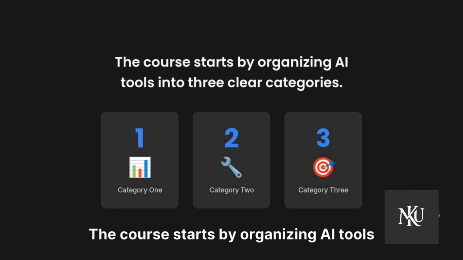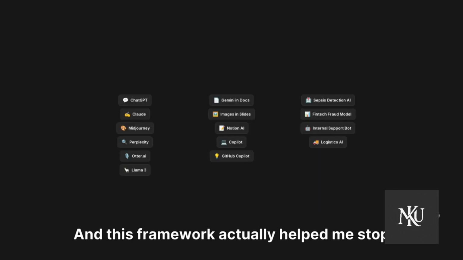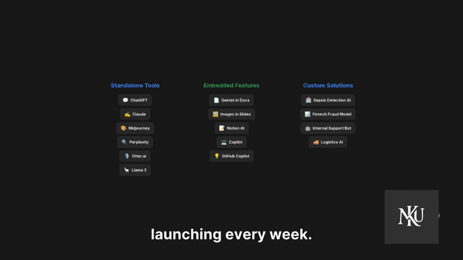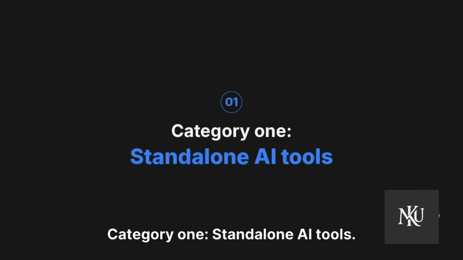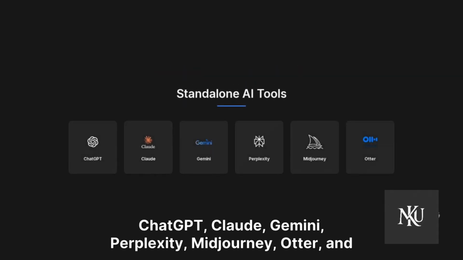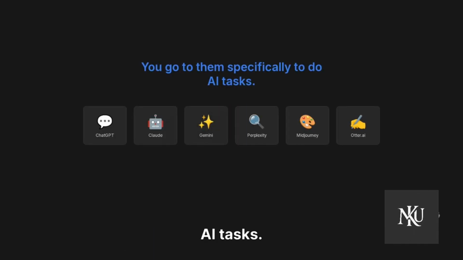The course starts by organizing AI tools into 3 clear categories. And this framework actually helped me stop feeling overwhelmed by all the new tools launching every week. Category 1, standalone AI tools. These are the ones you use directly through their own websites or apps. ChatGPT, Claude, Gemini, Perplexity, Midjourney, Otter, and dozens more. You go to them specifically to do AI tasks.